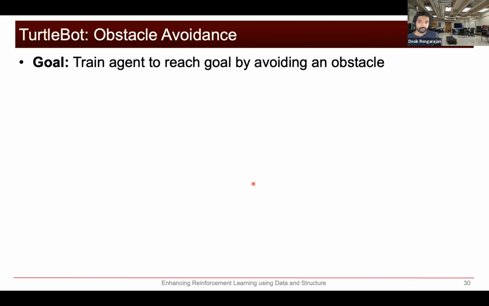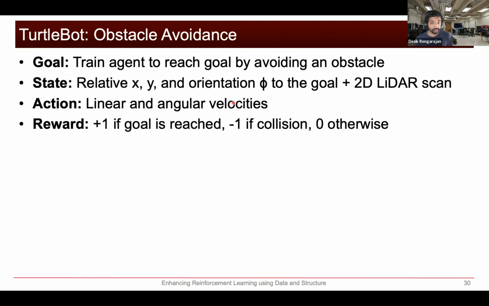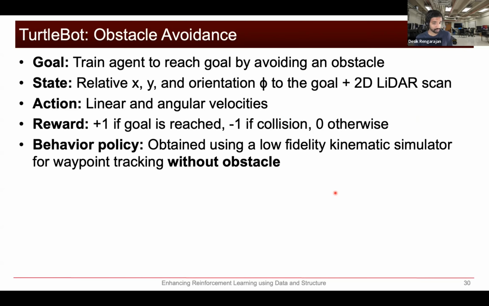We also show the performance of LOGO on a TurtleBot experiment for obstacle avoidance. So how do we do this? The goal here is to train an agent to reach the goal while avoiding an obstacle. So what is our state space? Our state space is the relative x, the relative y, the orientation to the goal, the relative orientation to the goal, and the 2D LiDAR scan of the bot. Our action is the linear and angular velocities. And we have the following sparse reward structure, where you get +1 if you reach the goal, -1 if you collide with the obstacle, and 0 otherwise.